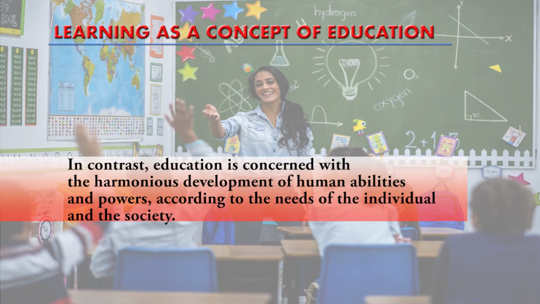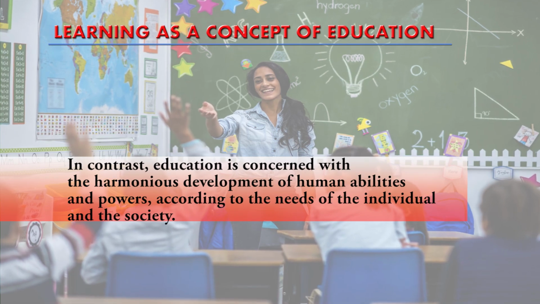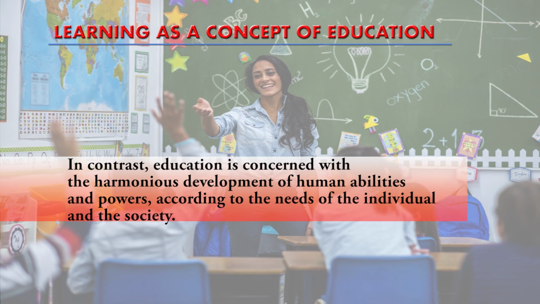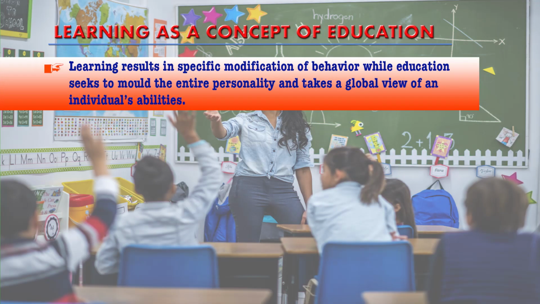And further we can say, in contrast, education is concerned with the harmonious development of human abilities and powers according to the needs of the individual and the society. So, education talks about the total development of the human child, the harmonious development of the human child. It is not only about the development of a single individual. And then further we can say learning results in specific modification of behavior, while education seeks to mold the entire personality and takes a global view of an individual's ability.